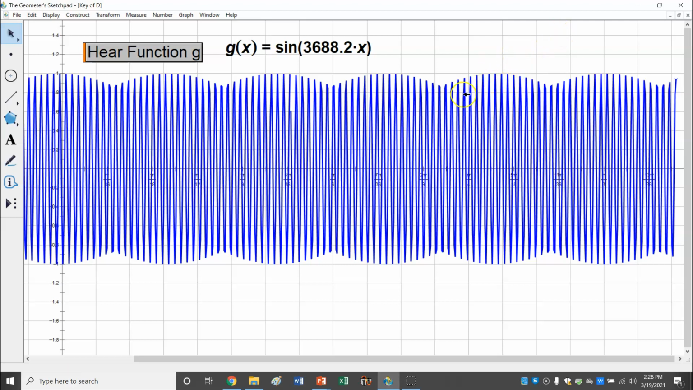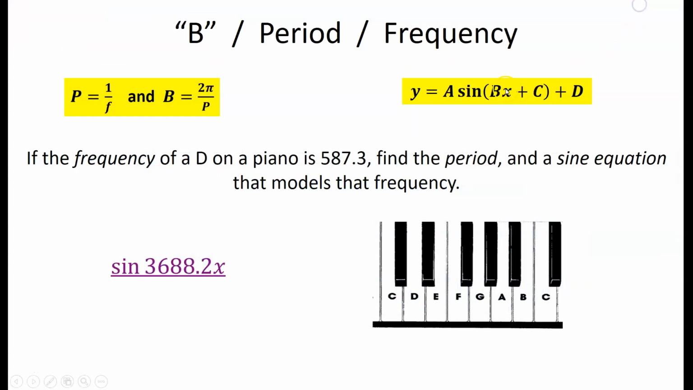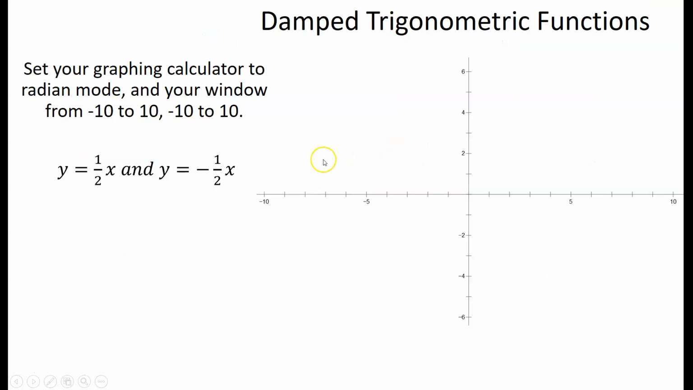Well, that's more natural. And so even though we've started representing things with trigonometric wave equations, we need to add to this to get a more full picture. And that's what we're going to attempt to start doing today. And the term is a dampened trigonometric function.